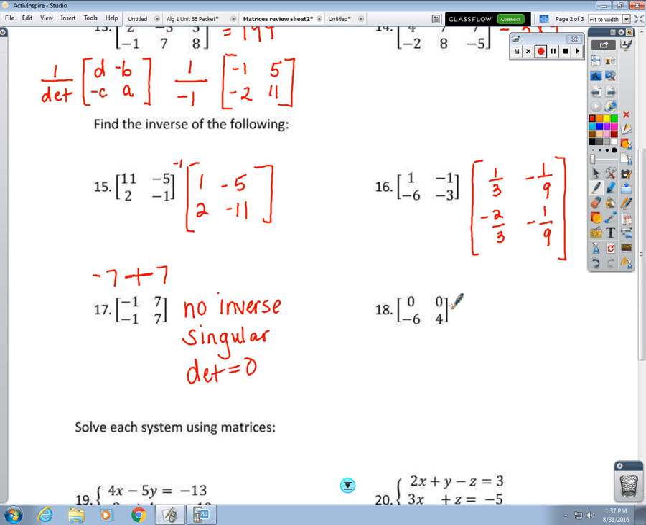Okay, so 18 is going to present the same problem because look at the determinant by hand. 0 times 4 is 0, minus 0 times negative 6 is 0. Aren't we going to end up with a determinant of 0? Which means what will happen when you try to do the inverse of it? No inverse, so what's that called? Singular.